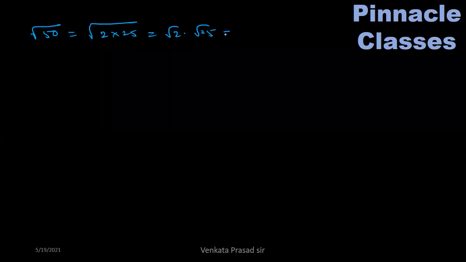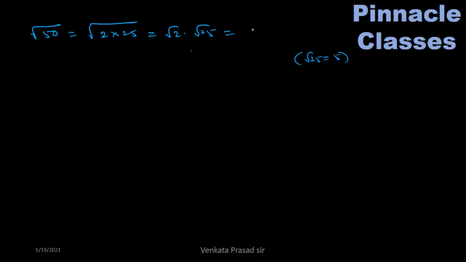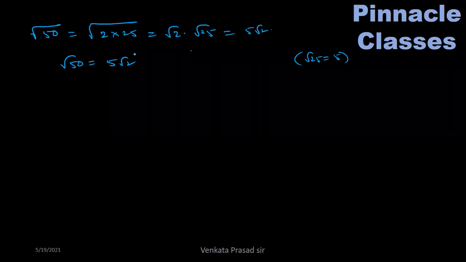See, generally I'm giving a question: root of 50. What is the answer? How to simplify? Root 50 means how to write? 2 into 25. Root 2 into root 25. Root 25 is how much? 5. So the value of root 50 we can write as 5 root 2.